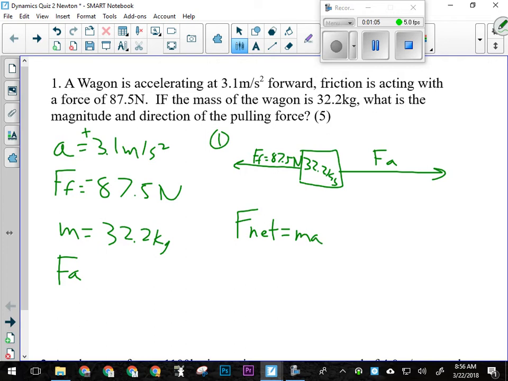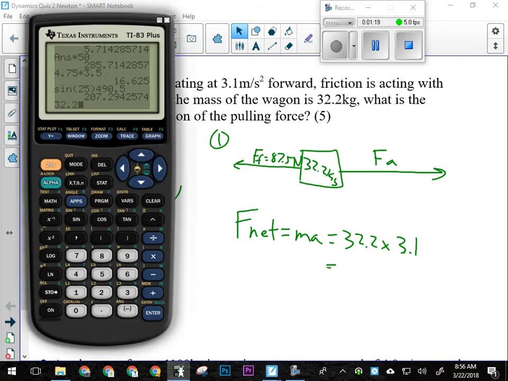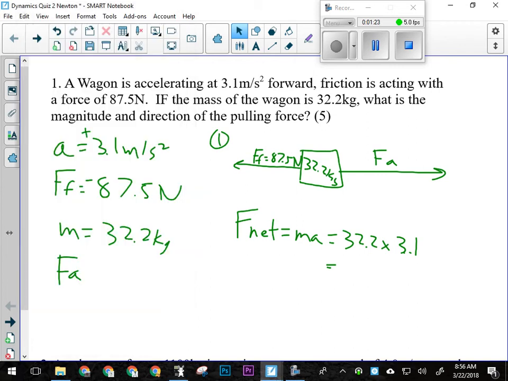All right, so if I have the mass and the acceleration of the box, I can calculate the net force acting on the box using m times a. That's my next step. So m times a is going to be 32.2 times 3.1. We're looking at 99.82 newtons, and that's positive because the object is moving forwards. Give them a mark for that step.